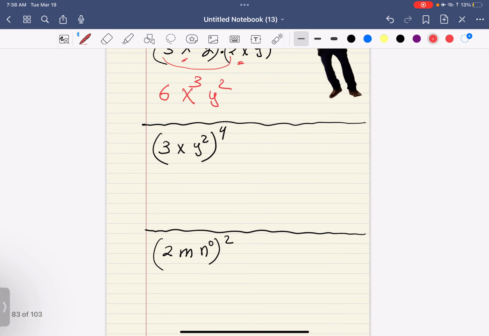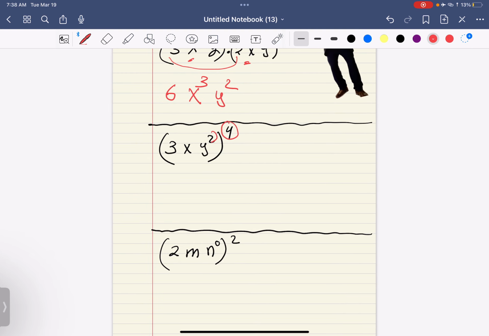How about this example? I have an exponent on the outside and exponents inside. Remember the 3 and the x, each one had a power that is 1. So I'm going to distribute the exponent, 4 times 2, 4 times 1, 4 times 1. So the answer is going to be 3 to the 4th power, x to the 4th power, and y to the 8th power. Well, the final answer would be 81 x to the 4th, y to the 8th, because 4 times 2 is 8.